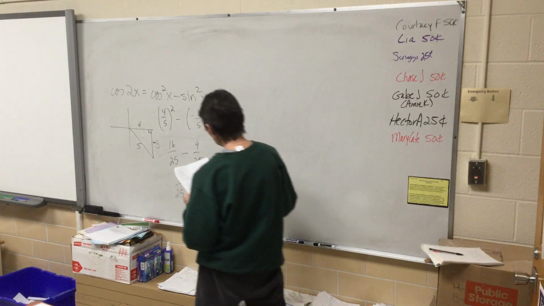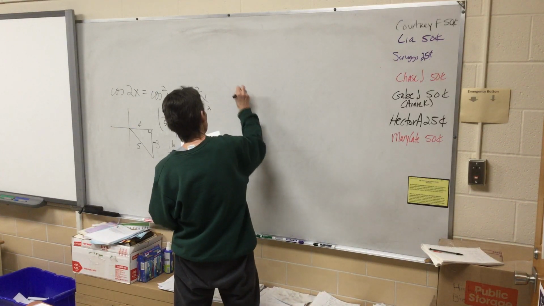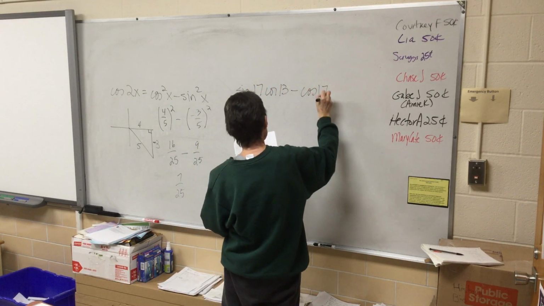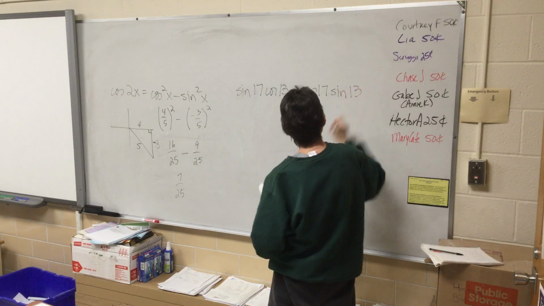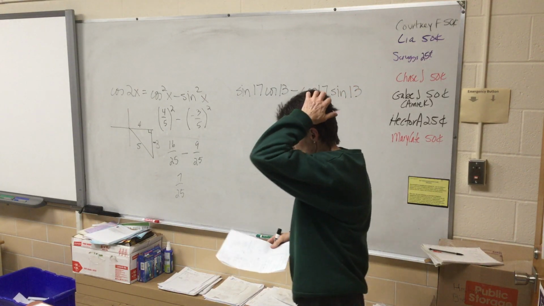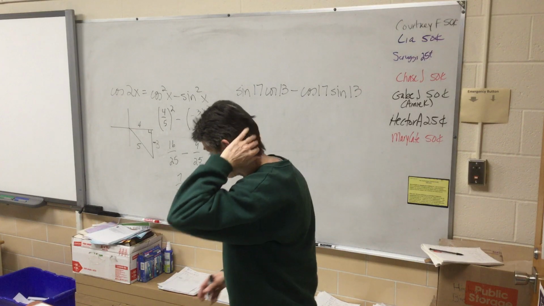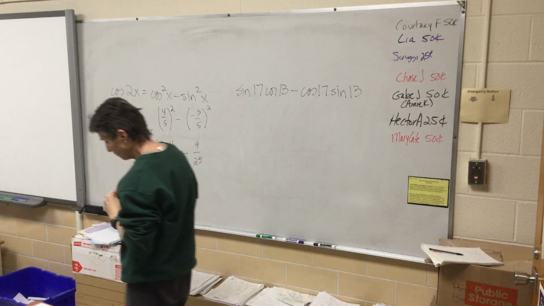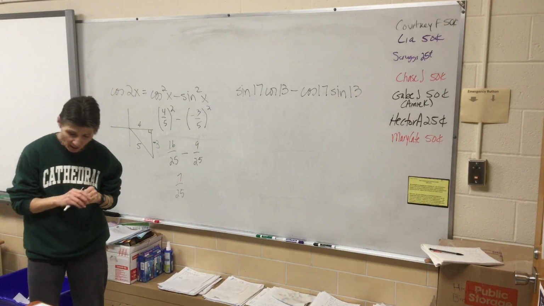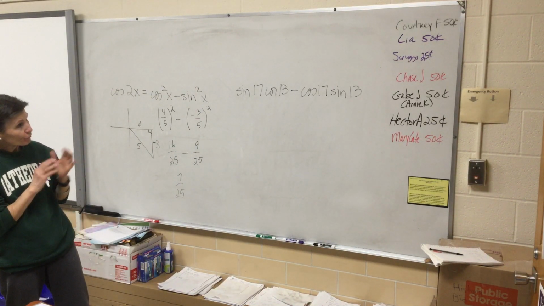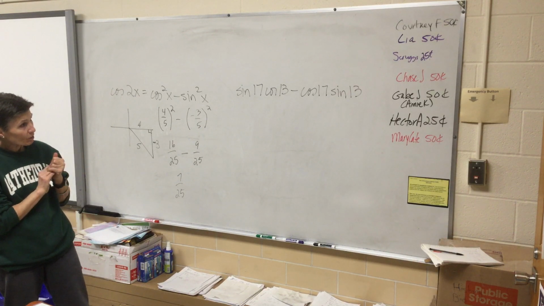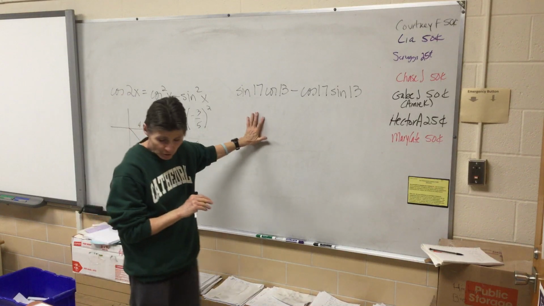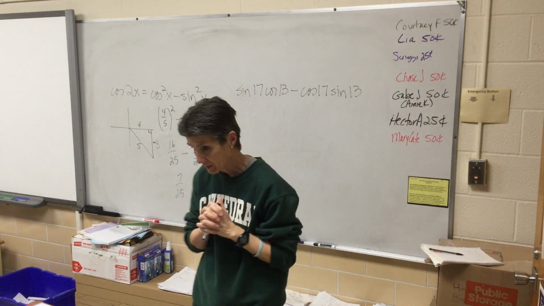And let's just randomly pick a couple. So we have sine 17 cosine 13 minus cosine 17 sine 13. Now, when you see this on your quest, you're either going to recognize the formula from something you have memorized, or you're going to recognize the formula from something on your note card. This one is not one you have to have memorized.